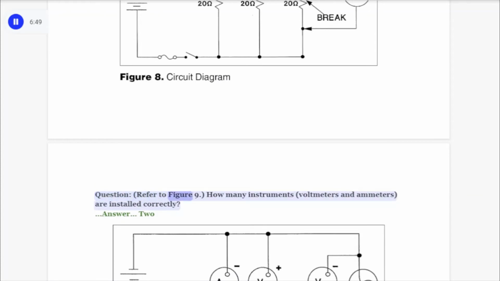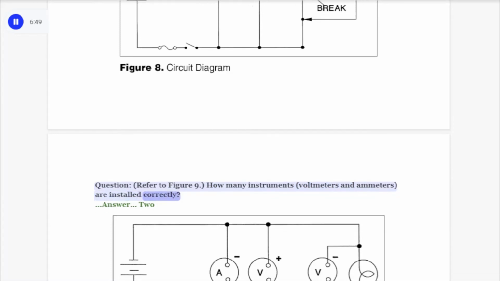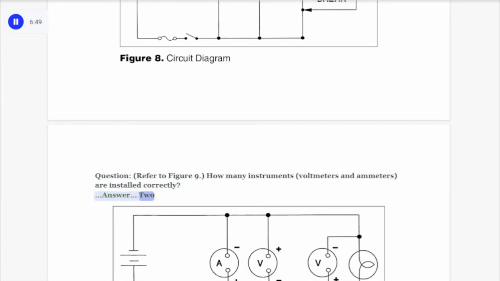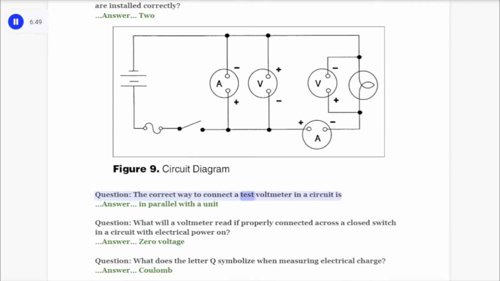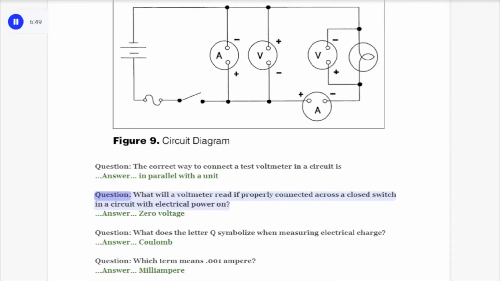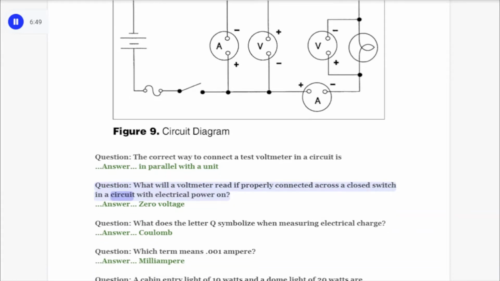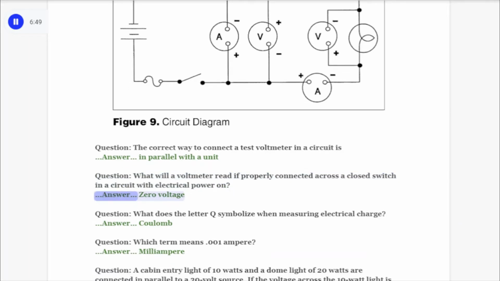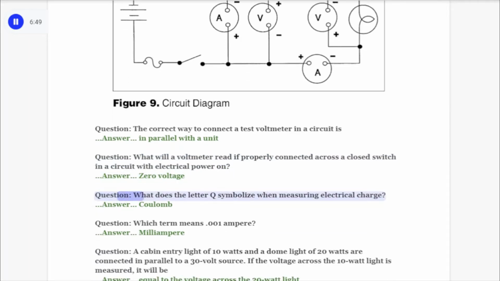Question. Refer to Figure 9. How many instruments, voltmeters and ammeters, are installed correctly? Answer. 2. Question. The correct way to connect a test voltmeter in a circuit is. Answer. In parallel with a unit. Question. What will a voltmeter read if properly connected across a closed switch in a circuit with electrical power on? Answer. 0 voltage.